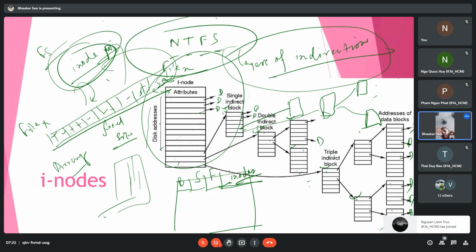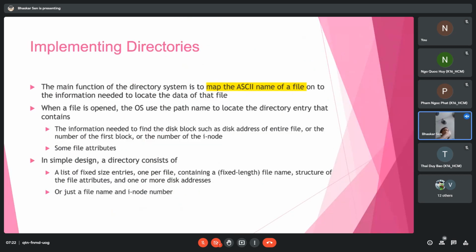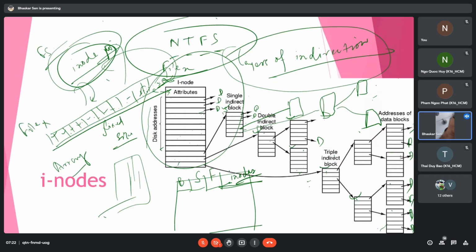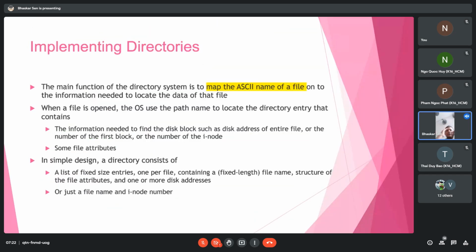Okay. Another mapping technique. The ones that we are looking at are all different mapping techniques. So that brings us to the next part, implementing directories. So we saw implementing files, important, implementing directories. So how do you implement directories?